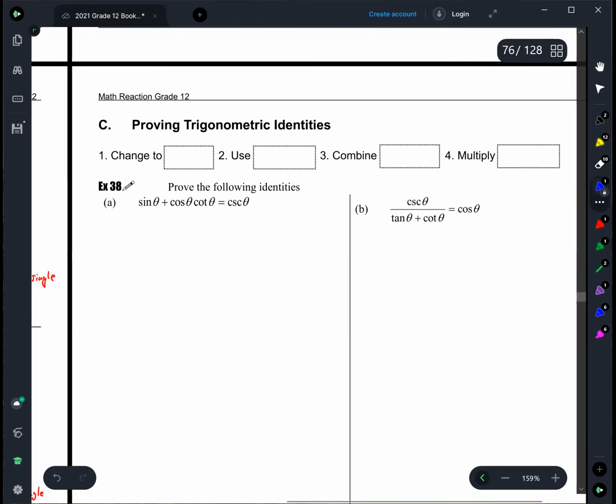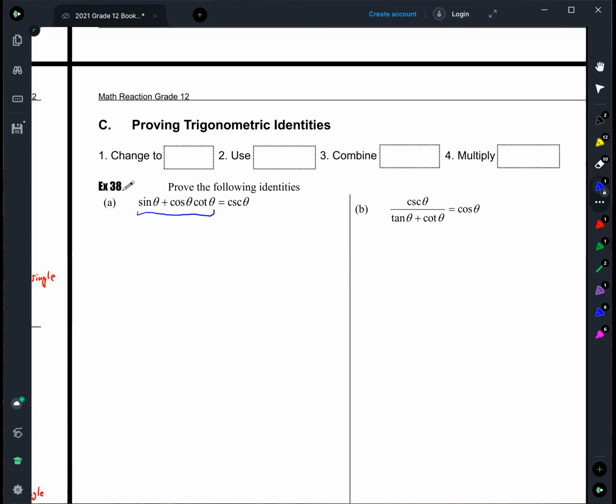Yeah. So on the left side, you have sine, you have cosine, you have cotangent, right? And then on the right side, you have cosecant. You want to show that they are the same, right? The left side equal to the right side. So that's called an identity.